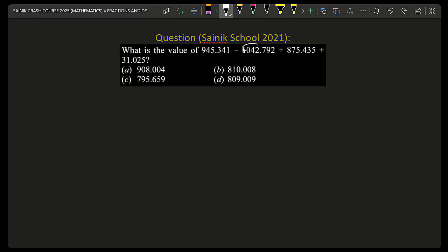This number is positive or negative? Sir, negative. Because before that we have a minus sign, it is negative. And what about this number, positive or negative? Sir, positive. What about this? It is also positive because before that which sign is there? Plus is there, right? Yes, sir. So add all the positive numbers first.